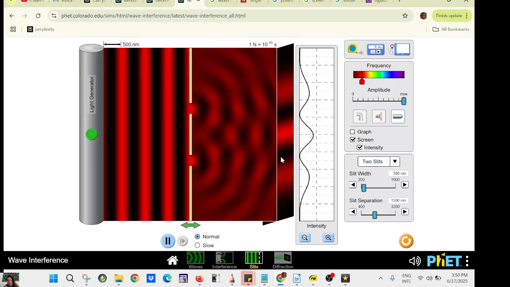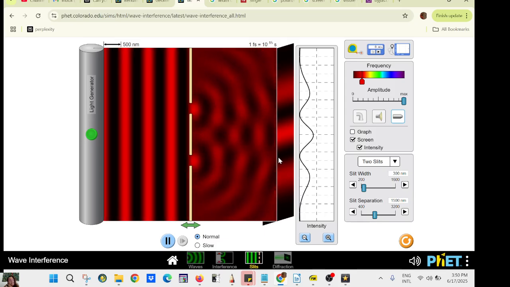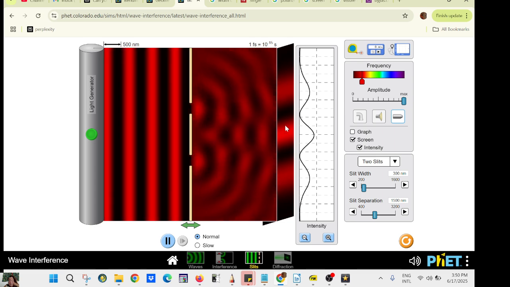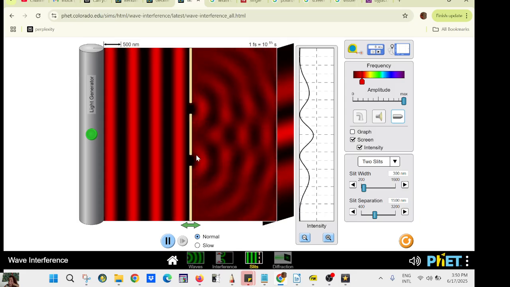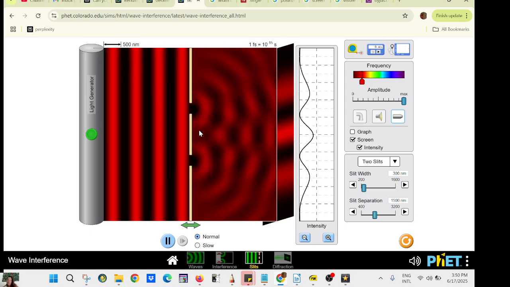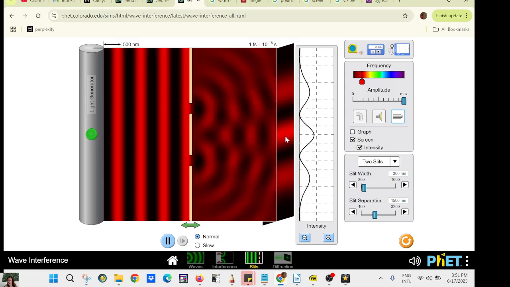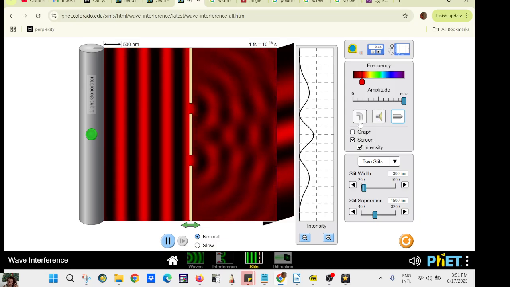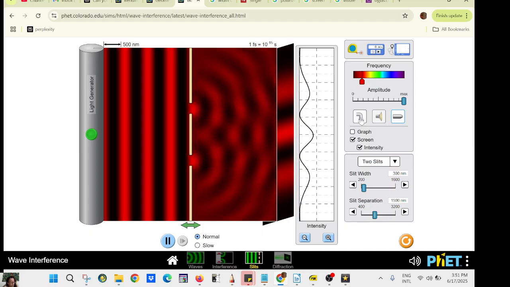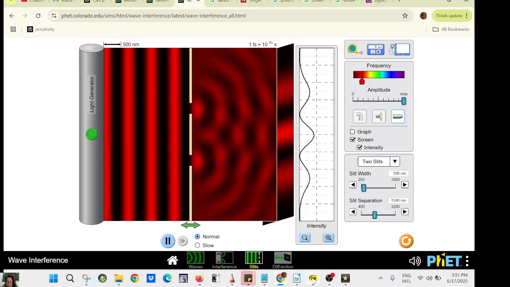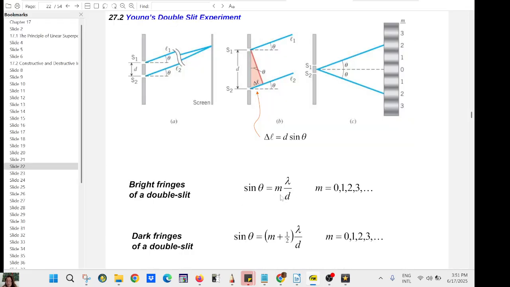So here you have destructive interference, which means light destroys itself. And here you have constructive interference, light coming from both slits reinforces itself. That can happen with sound, and can happen with water as well. And the equation for that, so this is for the bright fringe, the position of the bright fringe starting from here. So m equals 0, m equals 1, m equals 2. And this is for the dark fringes.